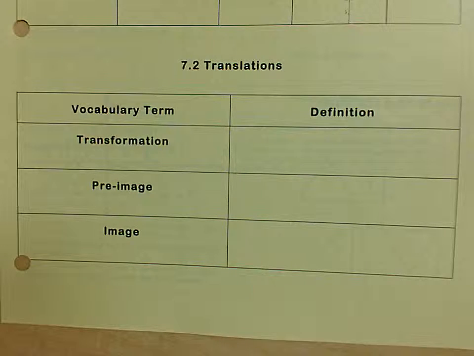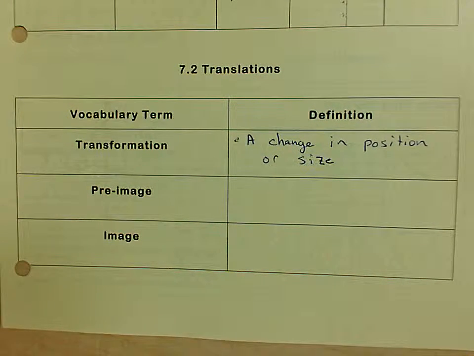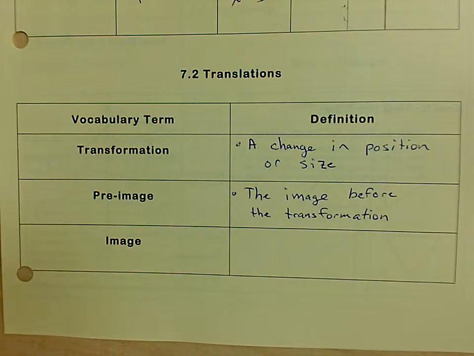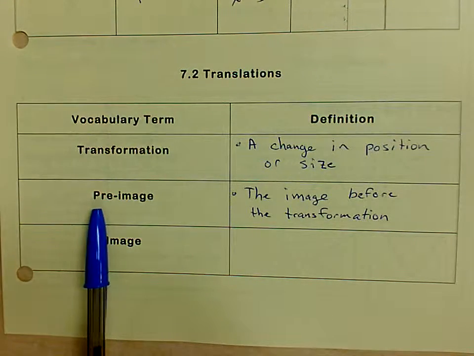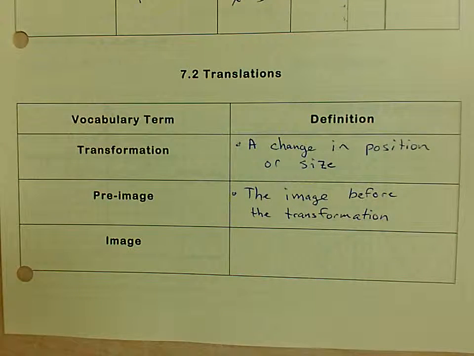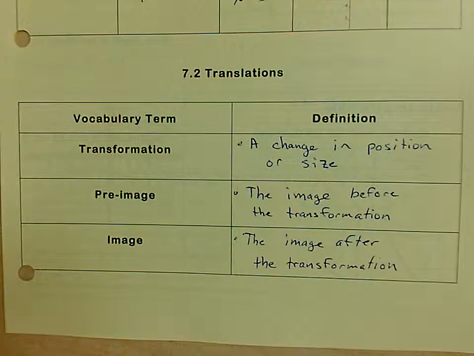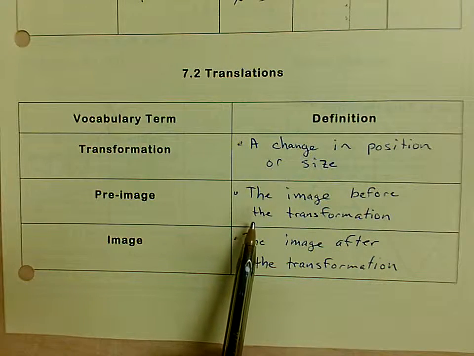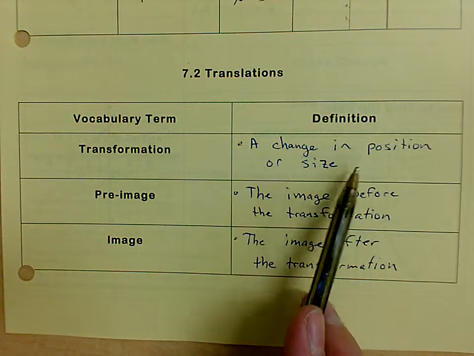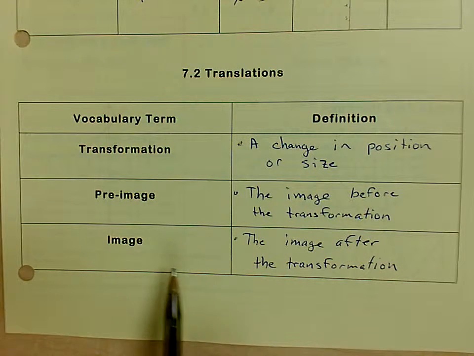So go ahead and write down the definition. My definition of transformation is a change in position or size. My pre-image, if you know from English class, pre means before. So the pre-image is going to be the image before the transformation, and then the image is going to be the image after the transformation. So once again, the pre-image is the image before the transformation, before we change the position or change the size. And the image is the changed image after that happened.